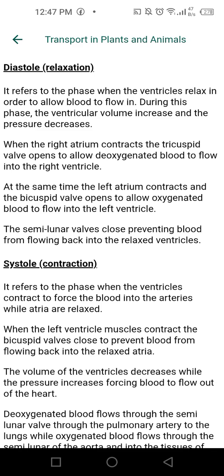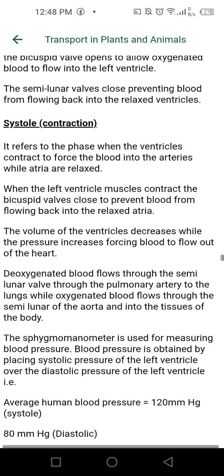Systole, contraction. It refers to the phase when the ventricles contract to force the blood into the arteries while the atria are relaxed. When the left ventricle muscles contract, the bicuspid valve closes to prevent blood from flowing back into the relaxed atria. The volume of the ventricles decreases while the pressure increases, forcing blood to flow out of the heart.